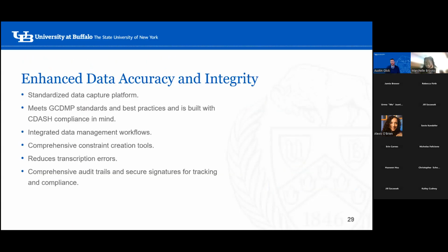So it has a lot of enhanced data accuracy and integrity. I've talked about this quite a bit so far, but this platform really does have standardized data capture. It meets the Good Clinical Data Management Practices standards, which is also known as GCDMP, and it meets the best practices and is built with CDASH in mind. I've mentioned CDASH quite a few times. It's the Clinical Data Acquisition Standards Harmonization.